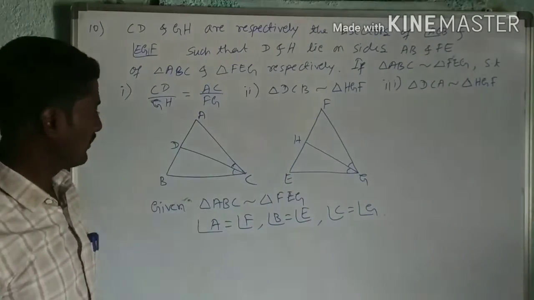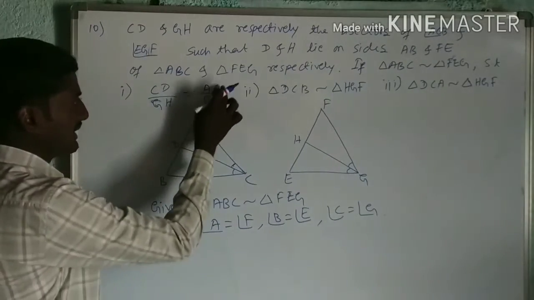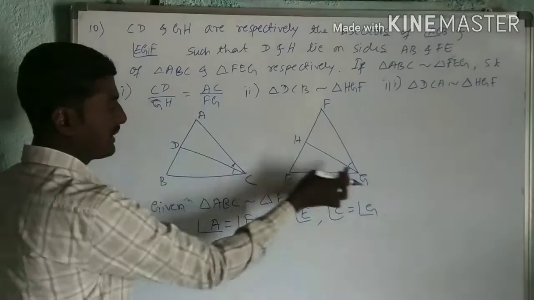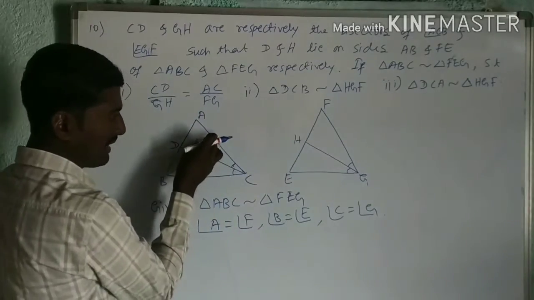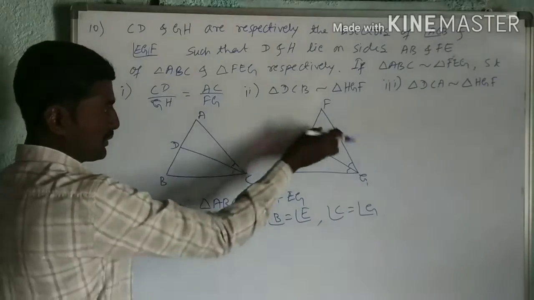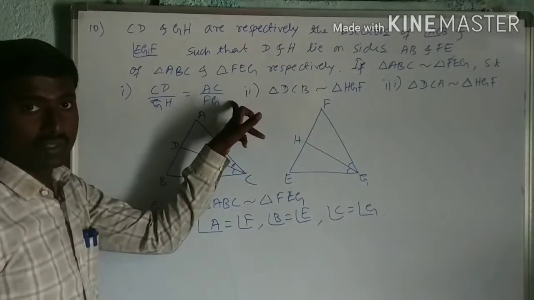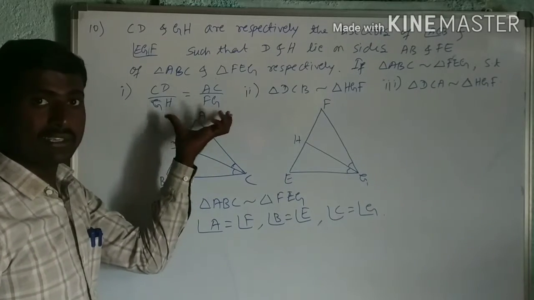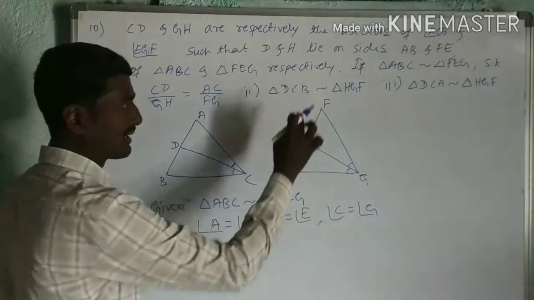CD by, where is that? Here. CD by GH. AC by FG. Means for these two triangles, this triangle and this triangle, these two sides are proportional. I have to prove this. To show this, first I have to show these two triangles are similar.